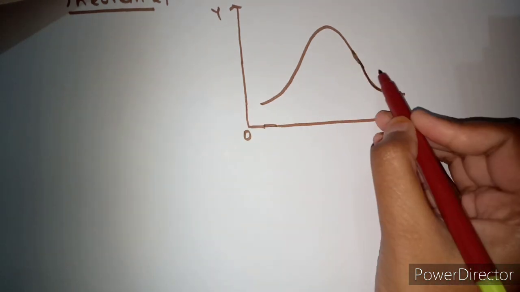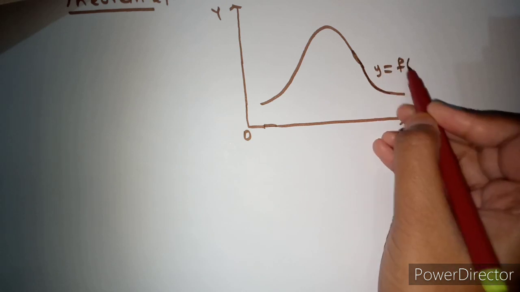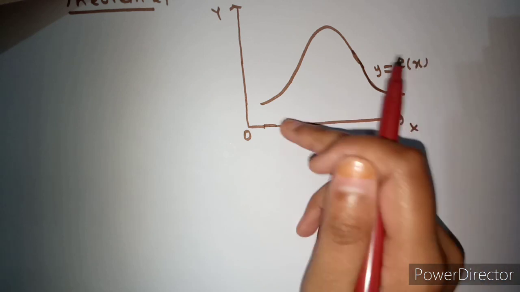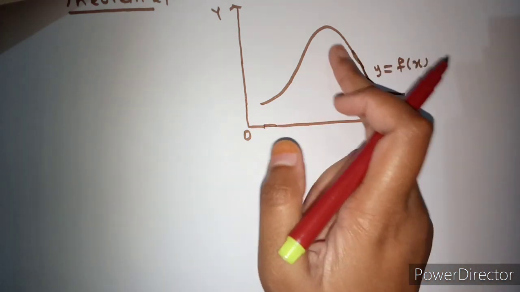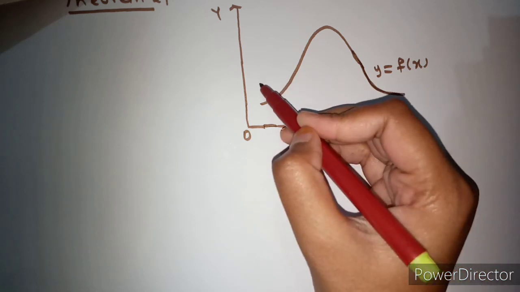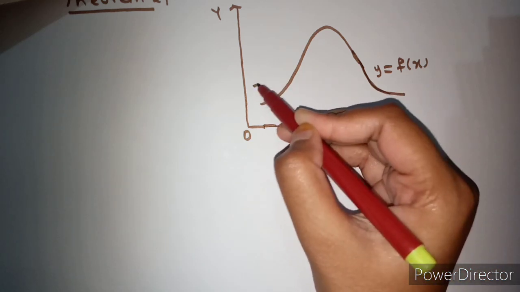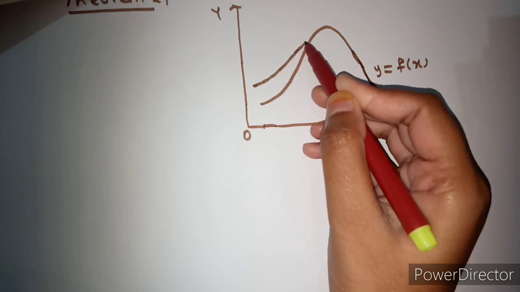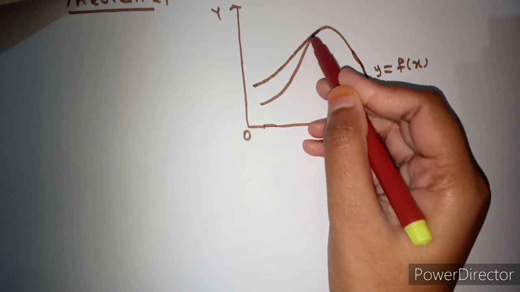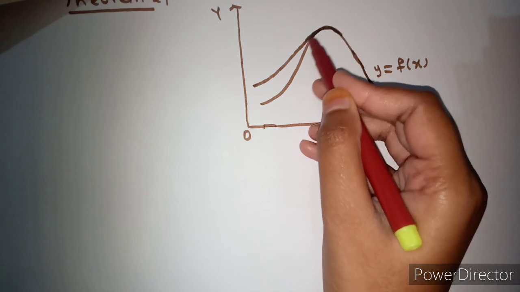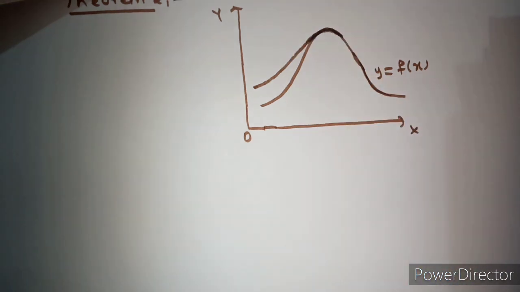So I am writing this generally as y is equal to f of x. It is a real valued function. The graph of this function is first increasing and then decreasing. Again I am plotting a function which is bigger than y is equal to f of x. But at some point these two functions are equal. See, at this point.